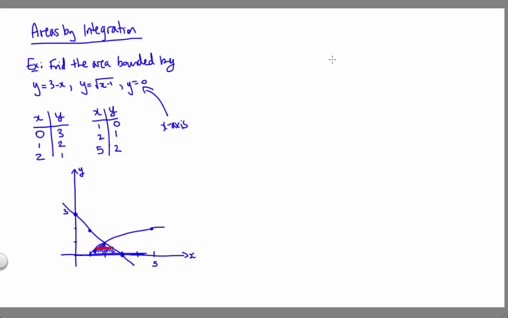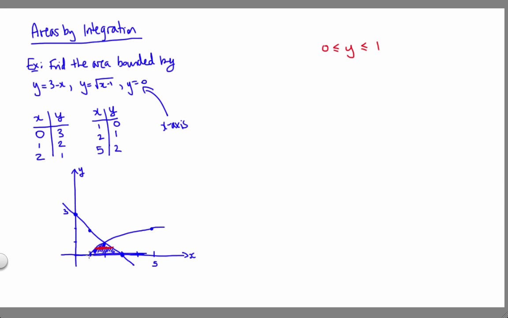Taking horizontal slices means that we're going to be integrating with respect to y, so we need to figure out what y values we'll be integrating over. If we look at our area, the smallest y value that we see in our area is 0, and we'll be going up to y equals 1. Next thing we need to do is to get both of our curves in terms of y.